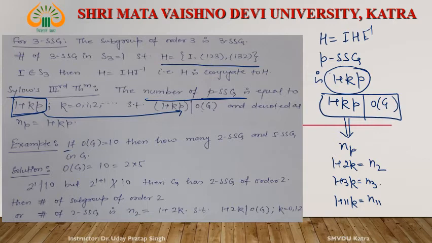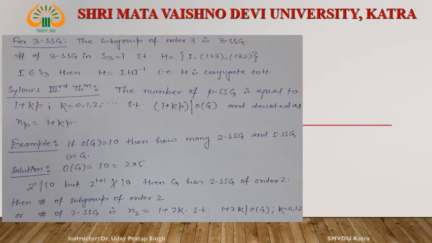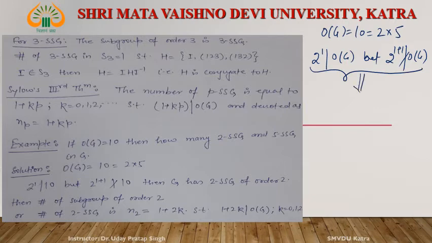Now see the example. If order of G is 10, then how many 2 SSG and 5 SSG? See how you solve it. What is order of G? This is equal to 10. What is this? This is 2 into 5. Then 2 to the power 1 divides order of G, but 2 to the power 2 does not divide order of G. Then it is confirmed that 2 SSG exist.